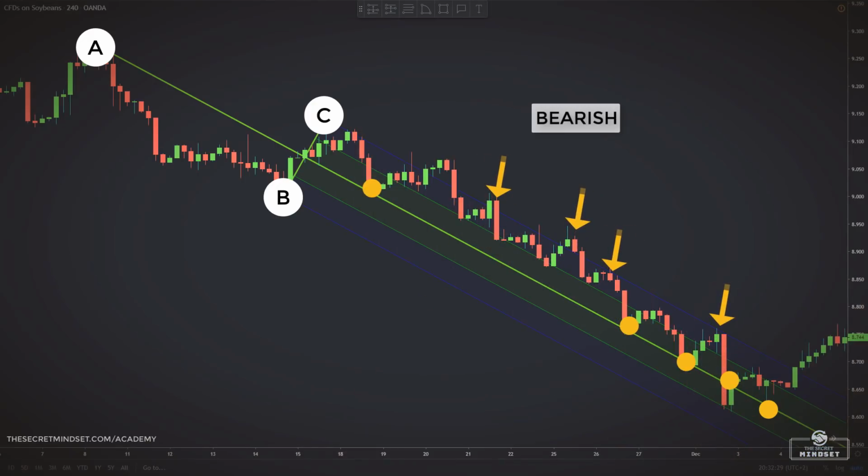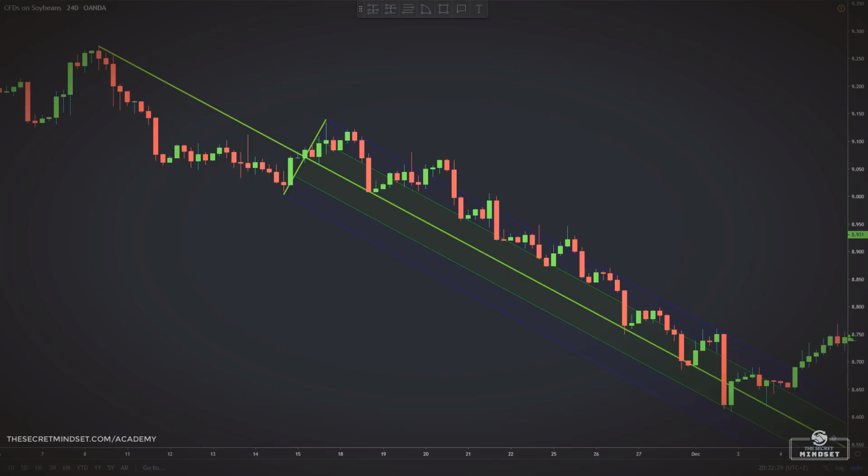Using Andrews Pitchfork this way gives dynamic support and resistance levels, but this is valid only for the upper and the lower median lines. For the median line, multiple piercings simply show how strong the trend is. In this case, very strong.